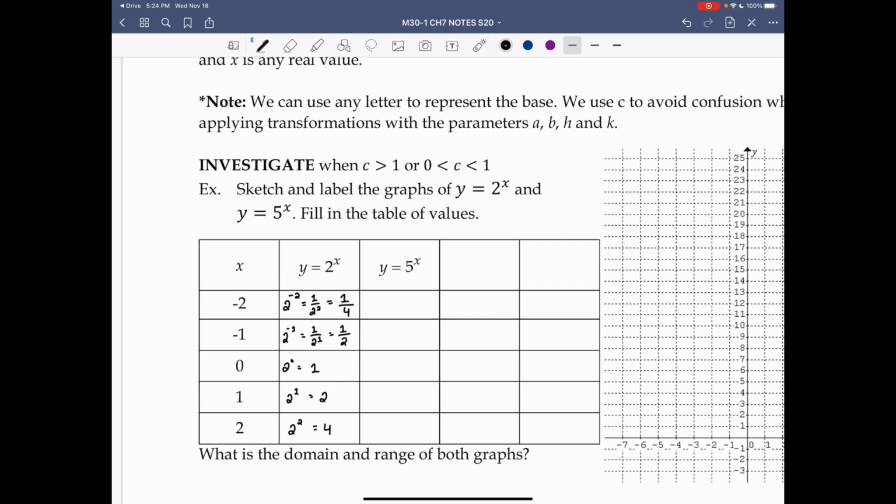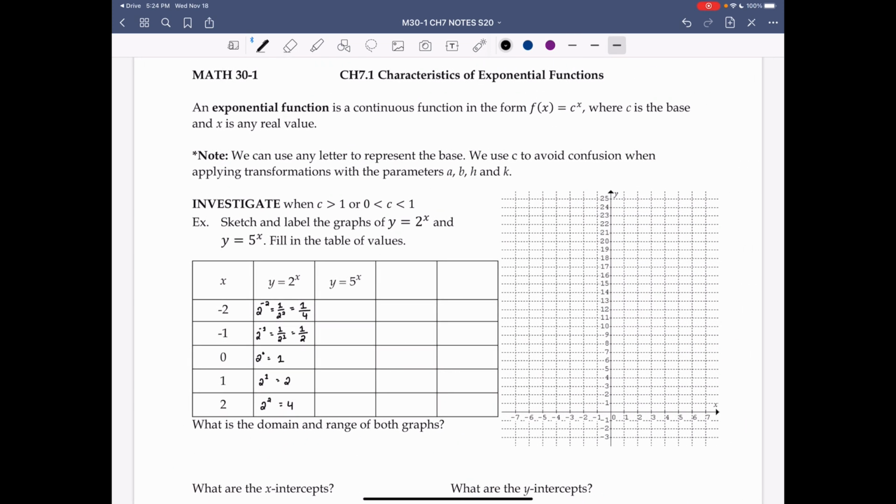We can plot those points on our graph. x is negative 2, y is 1/4, so somewhere down here. x is negative 1, y is 1/2, about there. x is 0, y is 1. x is 1, y is 2. x is 2, y is 4.